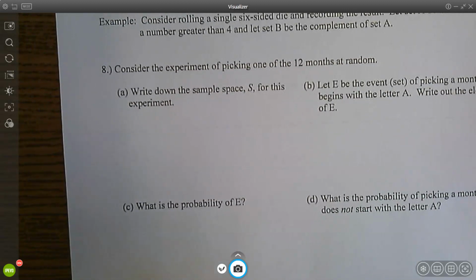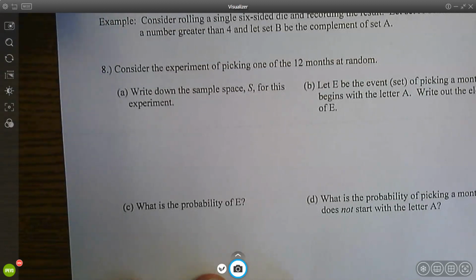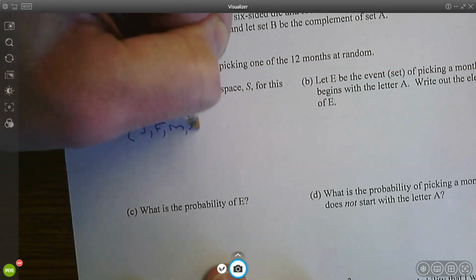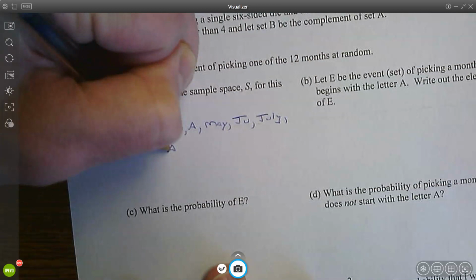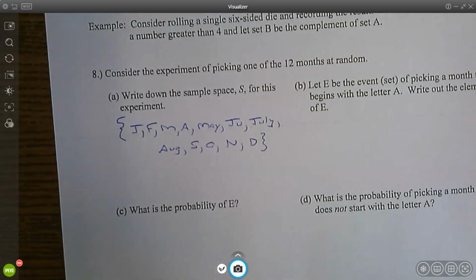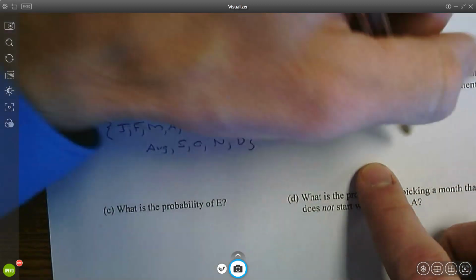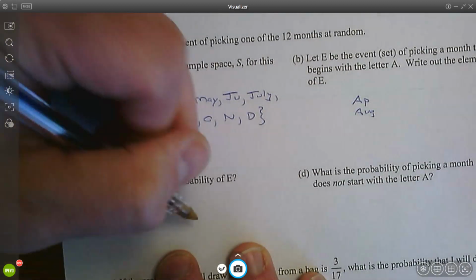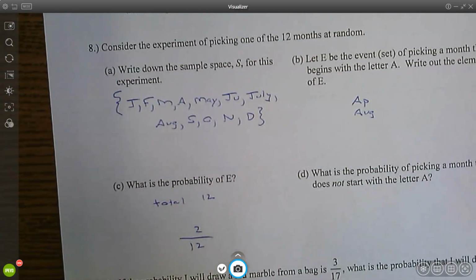So if we take a look at question number 8, we have the following experiment. We're picking one of the 12 months at random. So the sample space would be January, February, March, April, May, June, July, August, September, October, November, December. That's the sample space. Let event E be the set of picking a month that begins with the letter A. So we're talking about April and August. Those would be the 2 months. What's the probability of E? We have a total of 12 months. That's your denominator. 2 out of the 12 months start with the A.